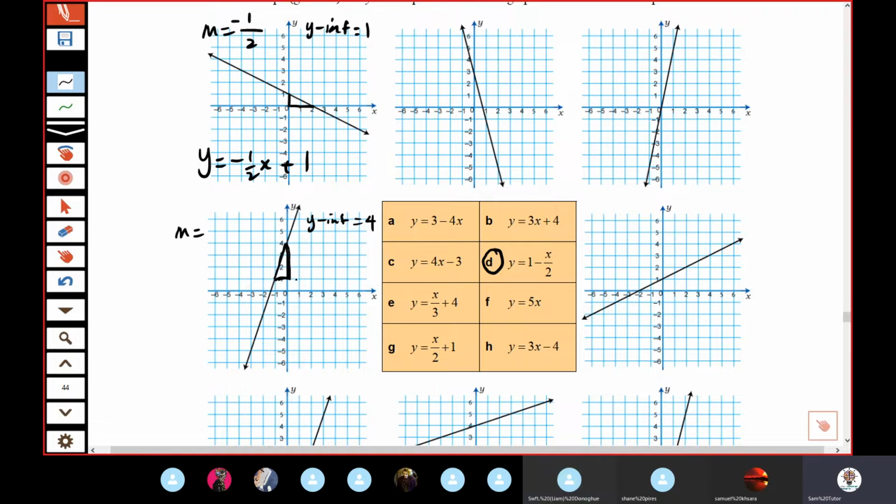What's your rise from 1 to 4? 4. Oh, no, 3. 3. And then what's your run from 0 to 1? 1. Yeah, so your gradient is 3, and it's sloped to the right. So rise over run is 3, and it's still positive. So your equation is y equals 3x plus 4, which looks like it's b. So this was d. This is b. Good stuff. And it's saved as we're going, so we don't lose it like we did last week.